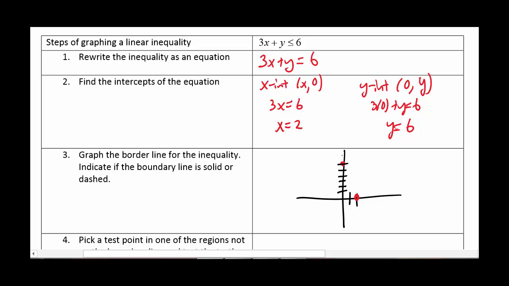And then there's this discussion about solid versus dashed. Okay, so if you don't recall this, less than or greater than, those all are dashed lines. When they do less than or equal to or greater than or equal to, it's the or equal to part that makes it solid. So looking at our original inequality, we had less than or equal to 6. So I'm going to put a solid line theoretically between those 2 points. And so that's what the borderline of my graph looks like.